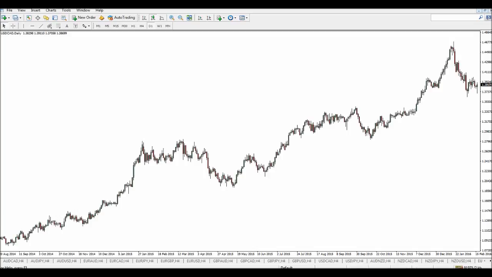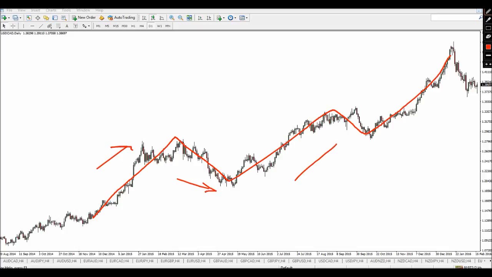We have another uptrend, and we have our swings. So we come up, come back down, we come up, we come back down, and we come up. So swing high, swing low, swing high, swing low, swing high. Here are our highs, and here are our lows.